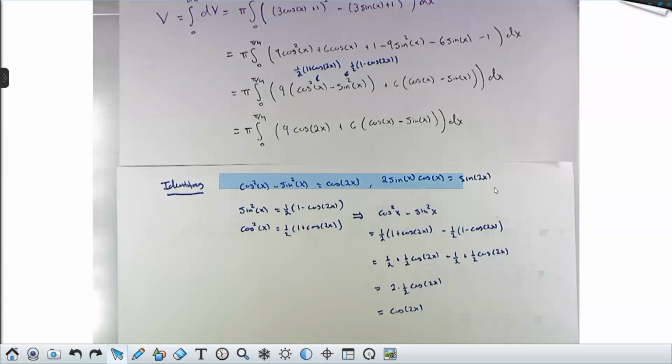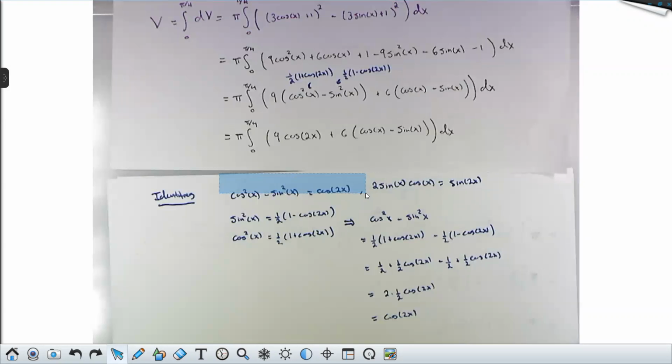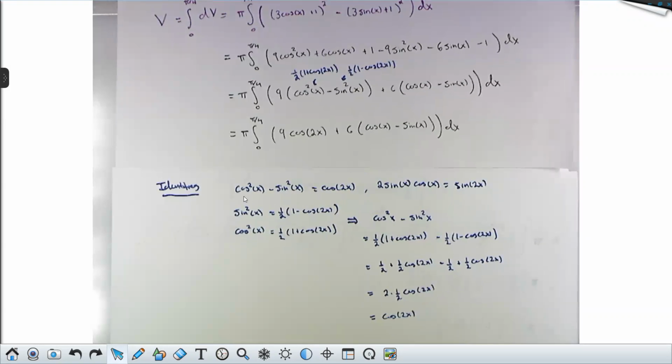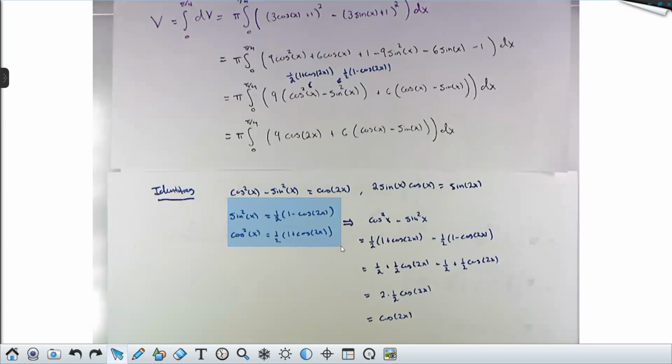So these are your double angle identities. And there's like two other versions of the cosine double angle identity, but this is the one that I hold on to. And then these are your half angle identities. We definitely need those in addition to the Pythagorean ones. All right. The other question was about the radii.